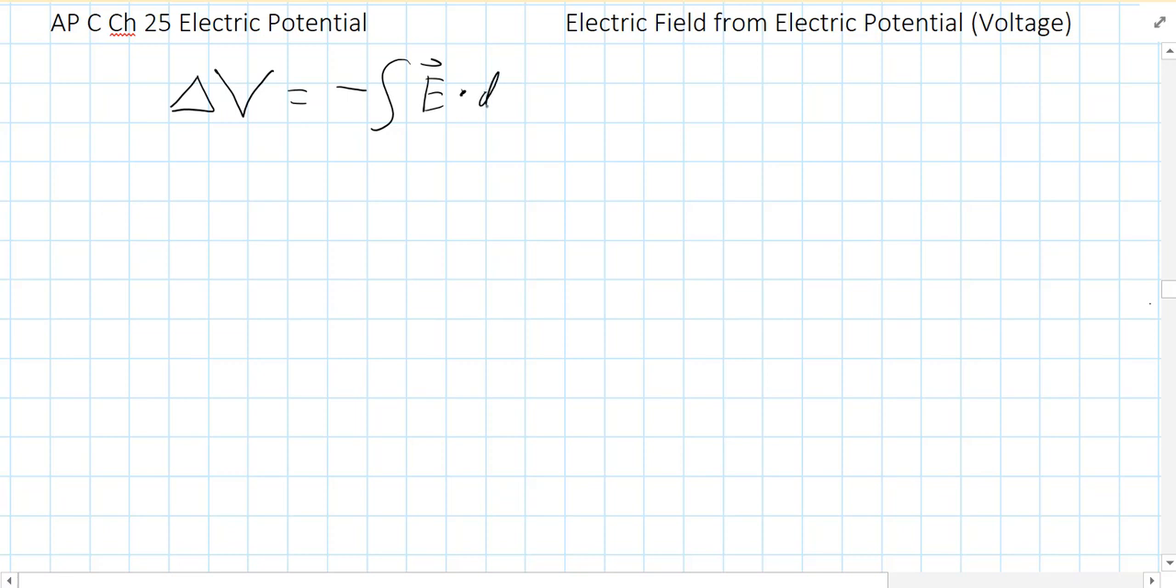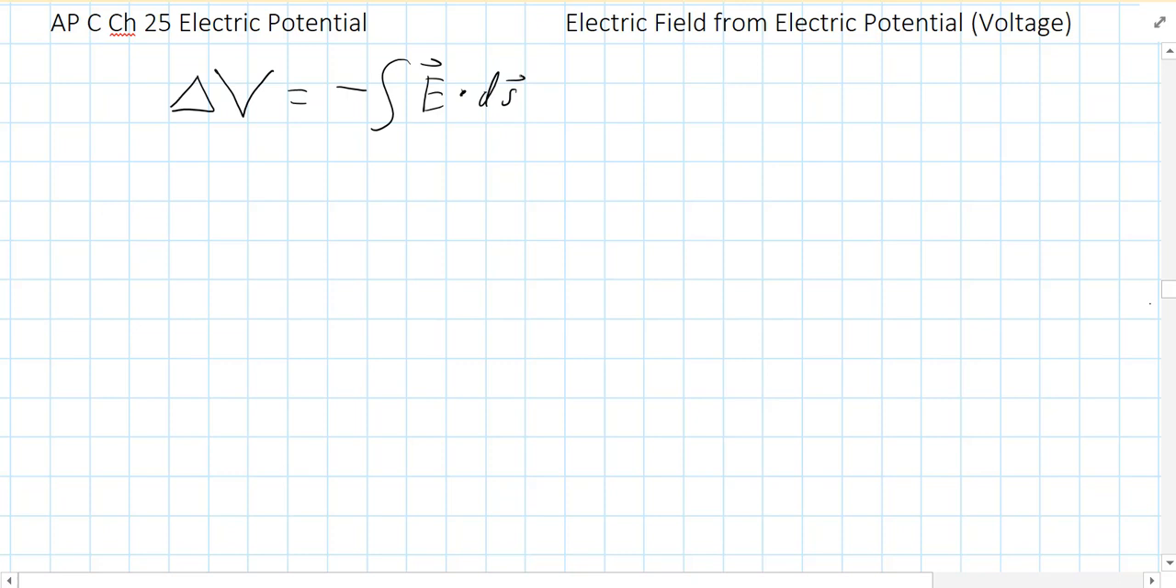Hey folks, I got a quick concept for you, and that is figuring out electric field from electric potential, aka voltage. So what we've been doing thus far is finding voltage from electric field. For instance, one of our formulas is change in voltage is negative the integral of E dot ds. And we've used that in several different ways to figure out changes in voltage.